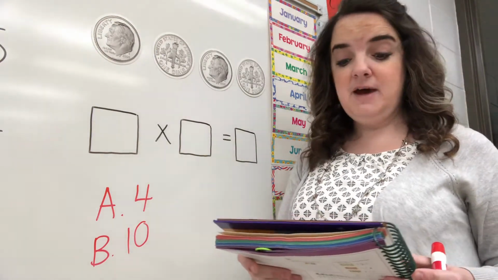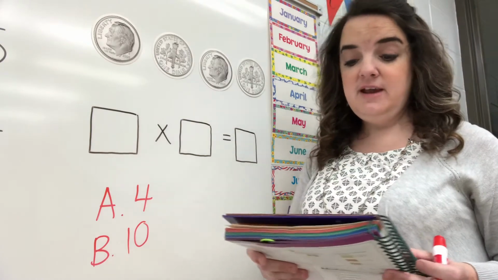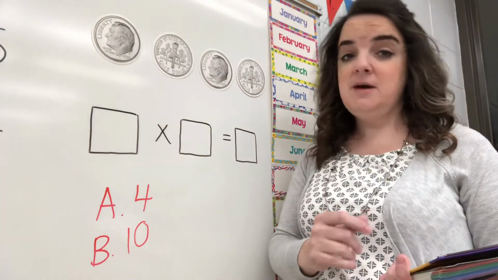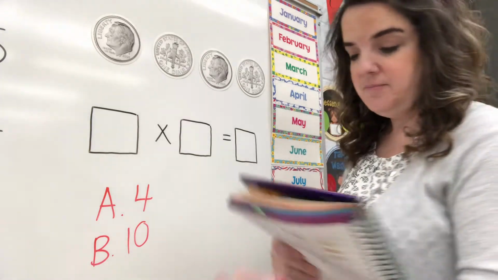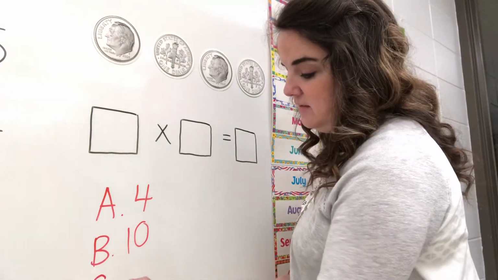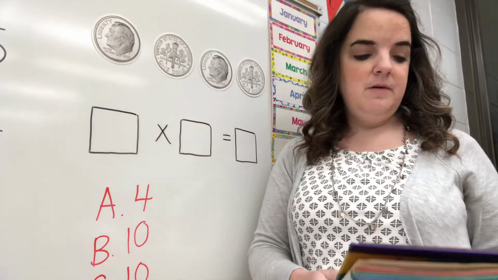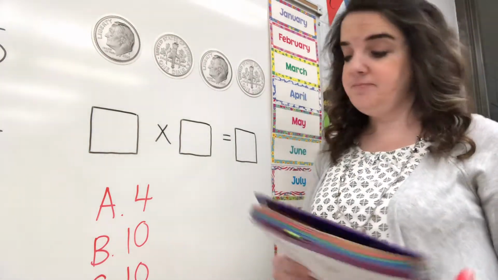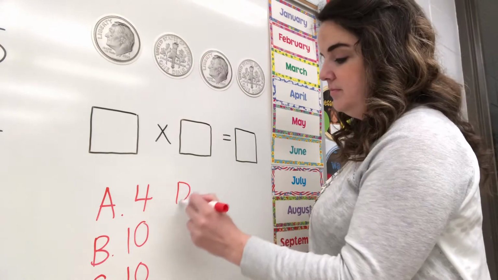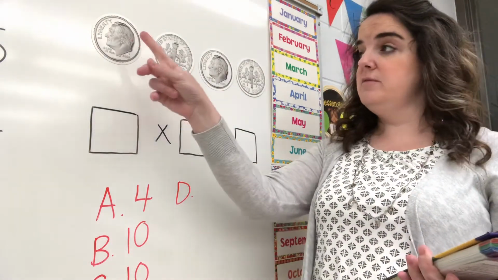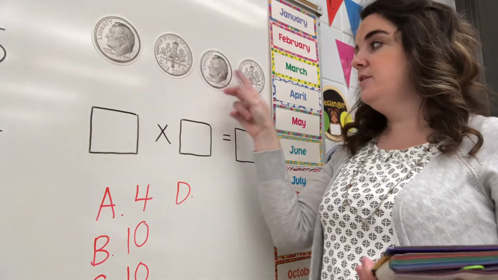What do we count by to find how many cents in all? How much are the dimes worth? So we count by 10. So C is going to be 10 also. Now D says how many cents in all? So let's count. 10, 20, 30, 40.